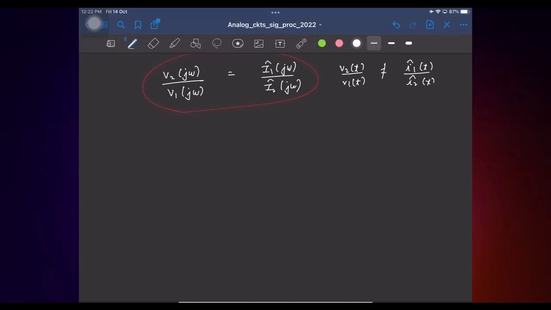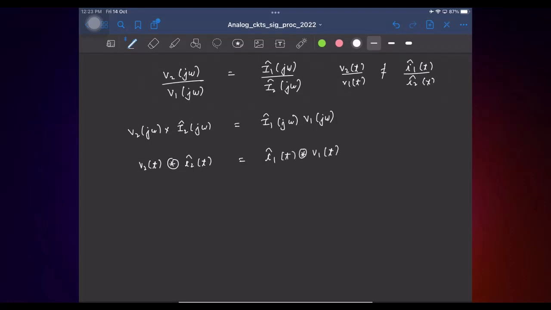From here, we know that this is the relation in frequency domain. In time domain, this ratio is not valid. So what is the relation that holds good if you look at the voltages and currents in time domain? Basically you take the product: V2 of j omega times I2 hat of j omega is I1 hat of j omega times V1 of j omega. So in time domain, it is V2 of t convolved with I2 hat of t, that will be I1 hat of t convolved with V1 of t.